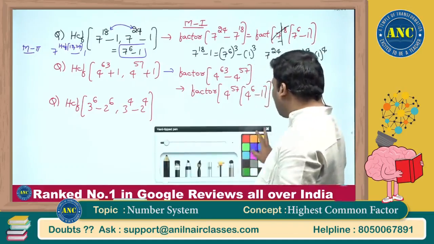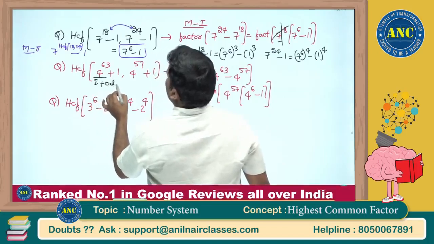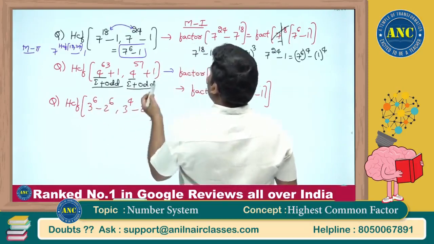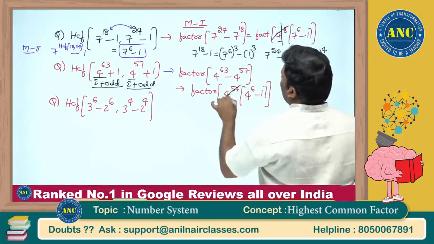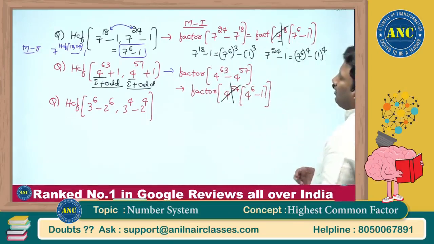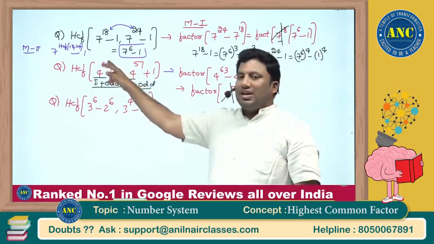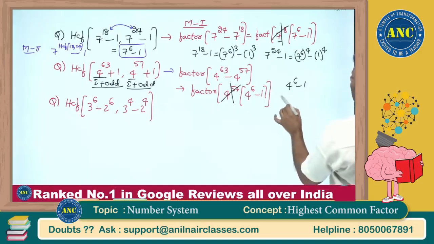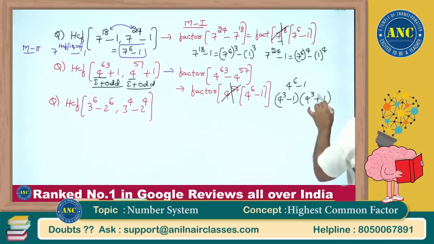Now logically, 4 is an even number, 1 is an odd number, so even plus odd is odd. The HCF of any two odd numbers has to be odd. 4 power 57 is an even number, so that will go away. For 4 power 6 minus 1, I cannot take 6, because 6 tens are 60, 6 11s are 66. Condense it: 4 power 6 minus 1 is 4 cube minus 1 into 4 cube plus 1.